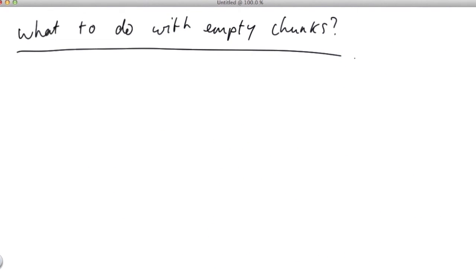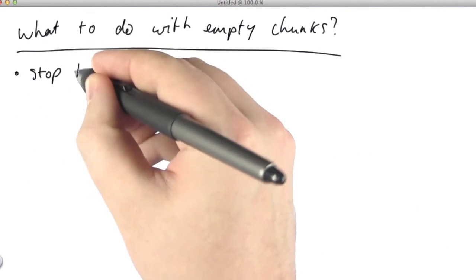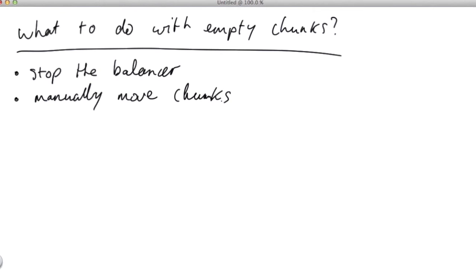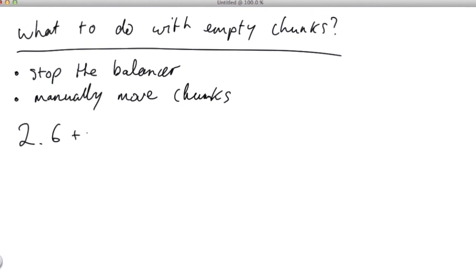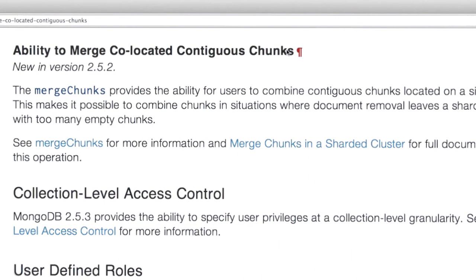What can you do about empty chunks? Well, there's not a lot to be done if you've already picked your shard key and you've run into that scenario that I described before. However, what you can do is stop the balancer and manually move chunks, which I've already done in an example, so I won't repeat that. But you'd have to go through and pick chunks with specific amounts of data and move them over. And then as an addition in 2.6 plus, there's been a command added called merge chunk. And here's a quick look at that particular command: ability to merge co-located contiguous chunks. Merge chunks provides the ability to combine contiguous chunks located on a single shard.